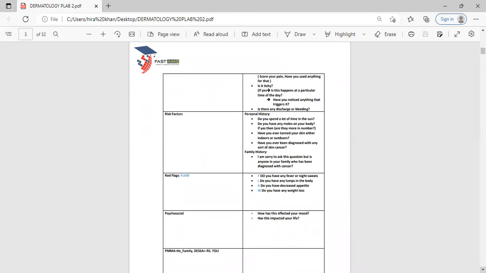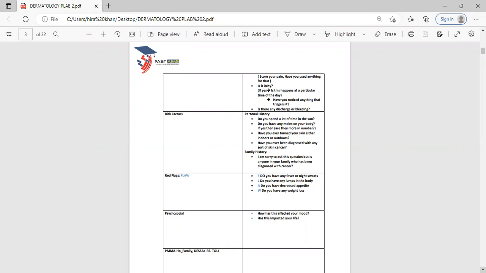There are particular 3 to 4 risk factors for every scenario in the derma. Like, do you spend a lot of time in the sun? Because sun exposure is the risk factor for a lot of rashes or a lot of skin problems. Do you have any moles on your body? If she says yes, then do ask, are they more in number? And can you please tell me what is the size of the largest mole?